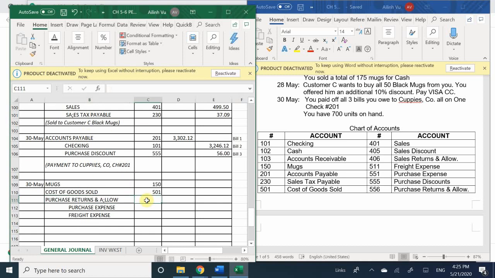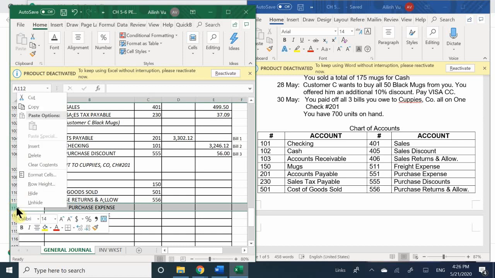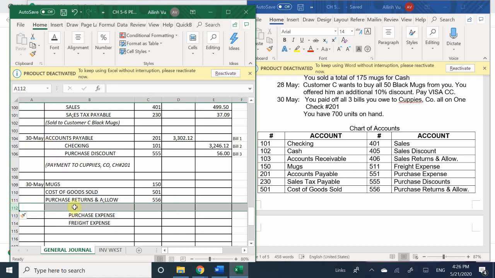Good. So let me go ahead and get these numbers down. Purchase returns is 556. Oh, wait. Do we need to put in purchase discounts? Yes, we do. My bad. You need to enter another debit for purchase discounts, or else your accounts will become uneven.